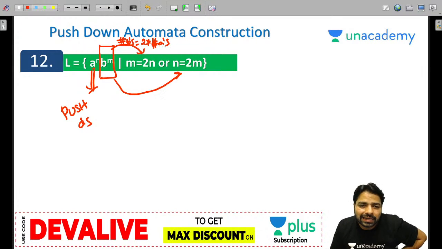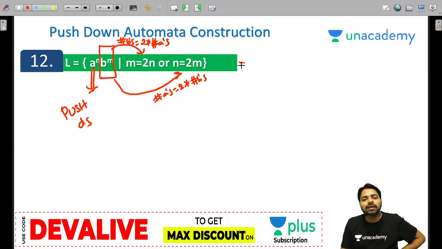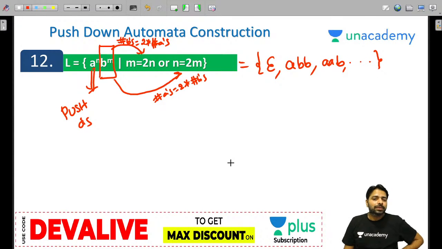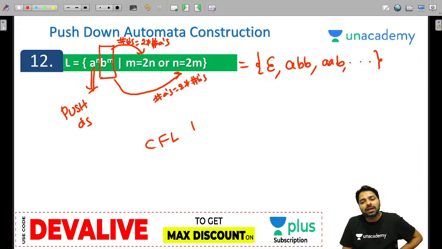Here, you need to guarantee the number of a's is equal to 2 times the number of b's. Both are different. In this language, after epsilon, if 1 a comes, 2 b's may come, or 1 b comes, 2 a's may come. Both kinds of strings are there. Then it is a CFL, because you need to take 2 paths to understand these 2 kinds of strings. It is a CFL but not a DCFL.